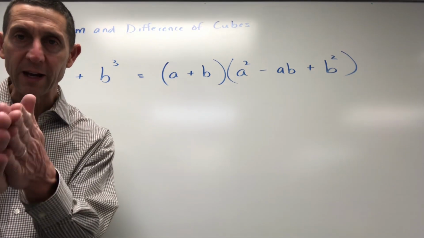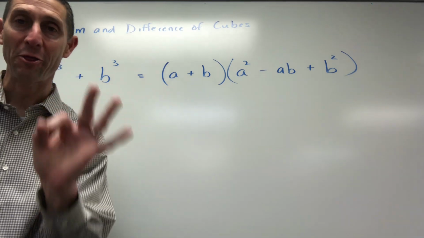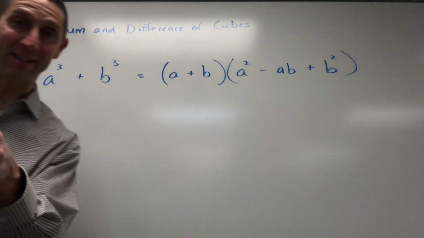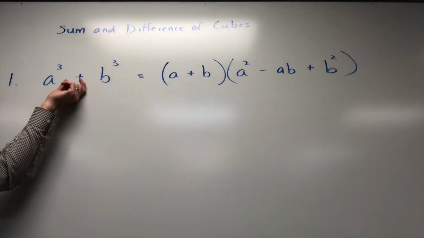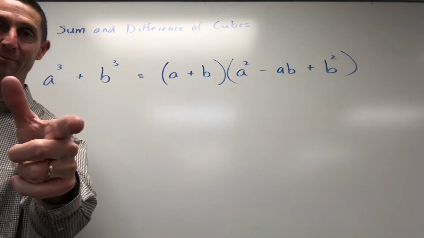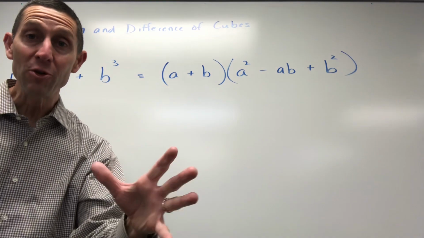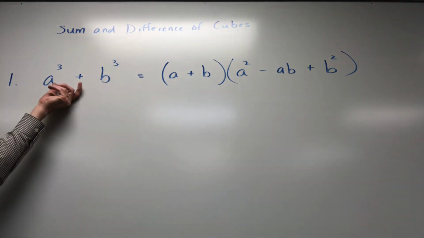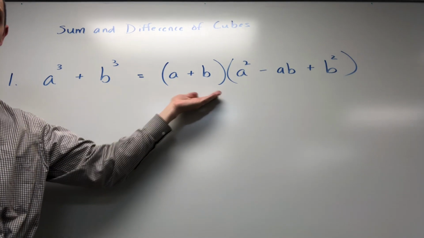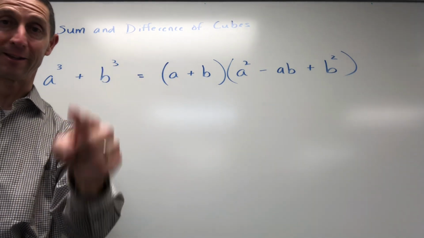Okay, class, we've got to learn to factor third powers today. Got the cubes. So we've got sum and difference of cubes. So you're allowed to do it with plus signs and minus signs. There's a huge formula right here. A cubed plus B cubed, sum of cubes. This is your formula. So get this written down, get it memorized.